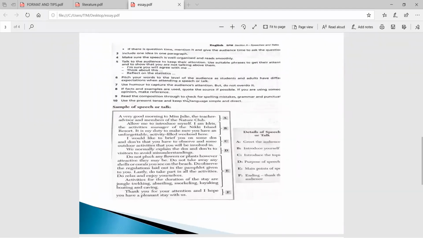Okay, read the composition through to check for spelling mistakes, grammar, and punctuation. This is not only for speech, this is for all essays. That's why before you start your essay, draft out. Always draft out first, for brainstorming. You brainstorm yourself, you give your mind some ideas, you expand the ideas in the question, and then you start writing on the paper. I've seen many of them start writing straight away on the paper, and then they put correction fluid and all that. It looks very messy. So we don't want that to happen.